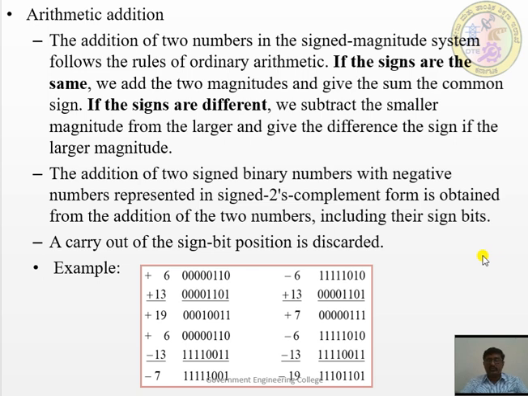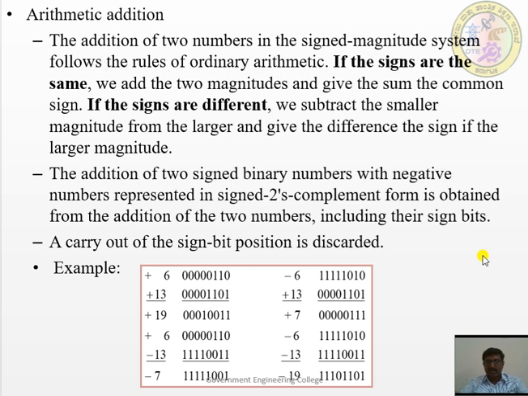The addition of two numbers in the signed magnitude system follows the rules of ordinary arithmetic. If the signs are the same, we add the two magnitudes and give the sum the common sign. Already we know that if the signs are the same, plus to plus, it will be a plus sign, and minus to minus will be a minus sign. If the signs are different, we subtract the smaller magnitude from the larger and give the difference the sign of the larger magnitude.